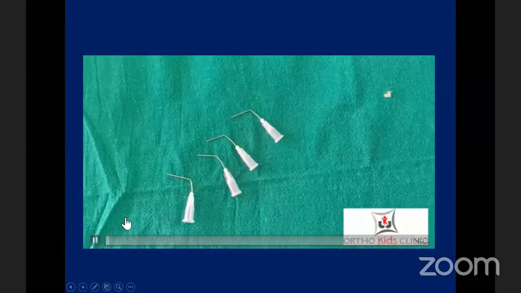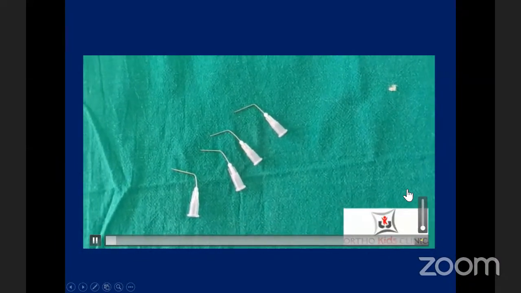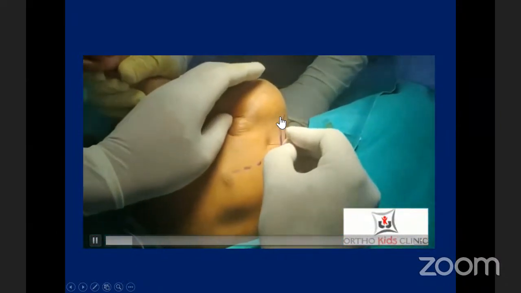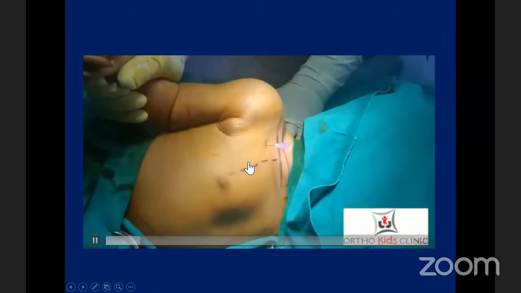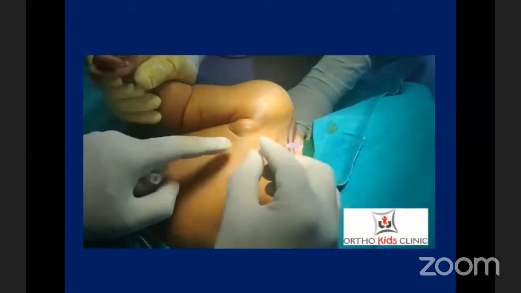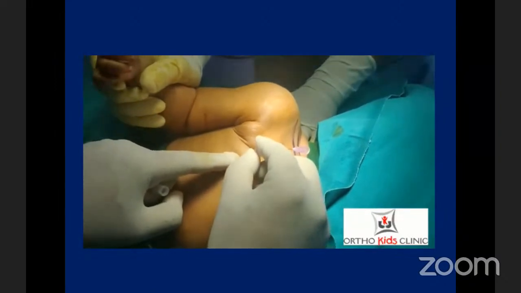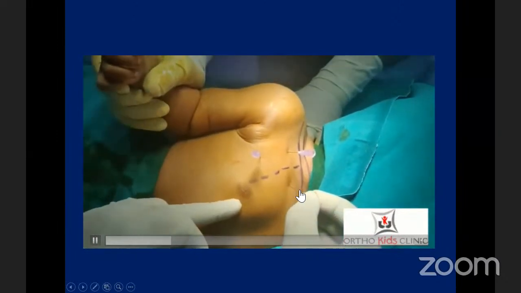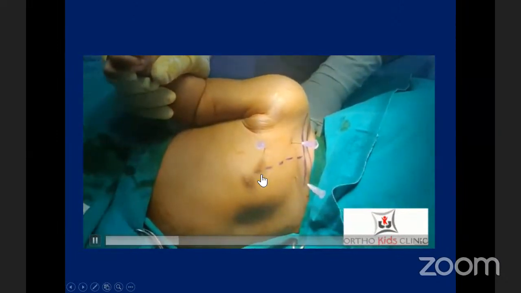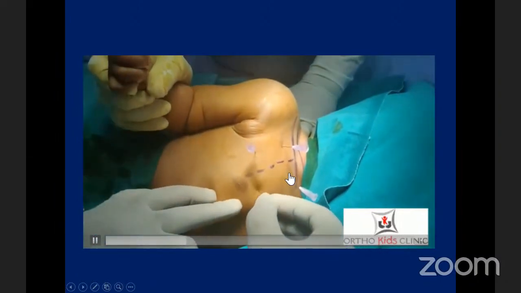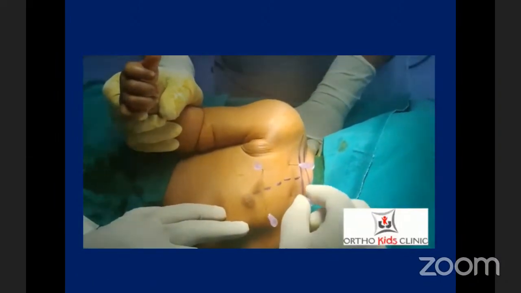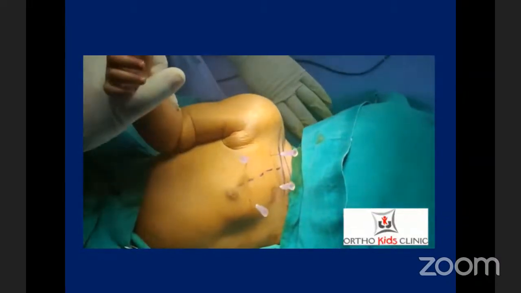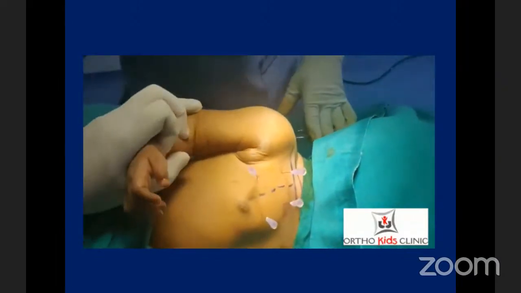Here in this video, injection in the pectoralis major muscle has been described. Firstly, we have marked the border of clavicle and then pectoralis major. Now we have inserted needles in pectoralis major muscle. That's how we check they are in muscle or not.